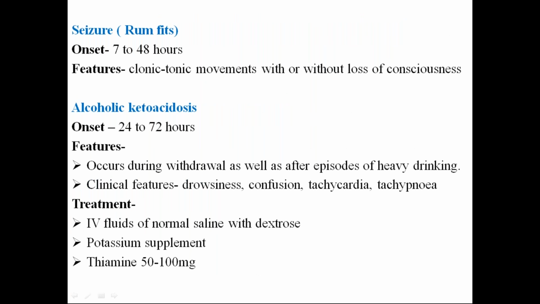And then we have seizures, otherwise known as rum fits, with onset about 7 to 48 hours, and they are tonic and clonic movements with or without loss of consciousness. Seizures can occur in alcohol withdrawal syndrome. And then alcoholic ketoacidosis. Onset is about 24 to 72 hours, and the features occur during withdrawal as well as after episodes of heavy drinking.